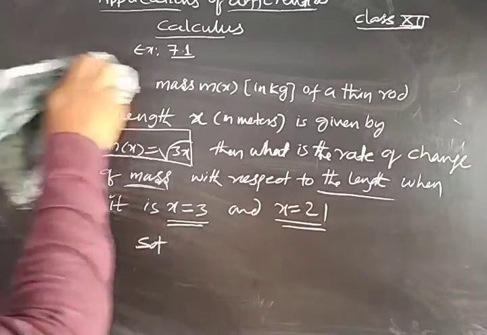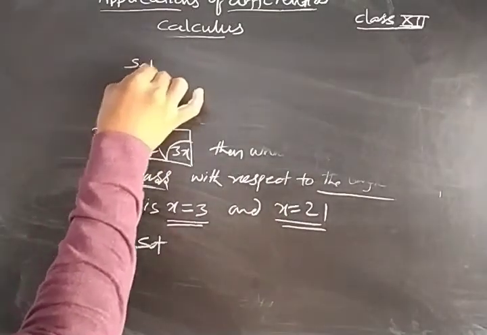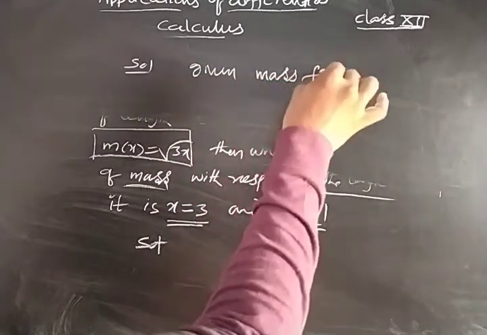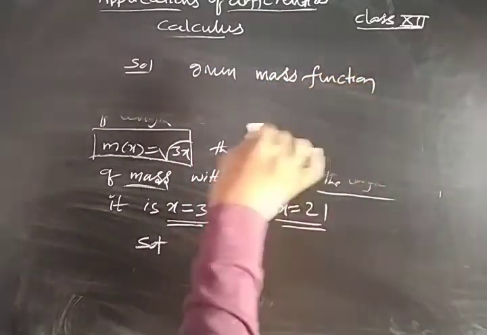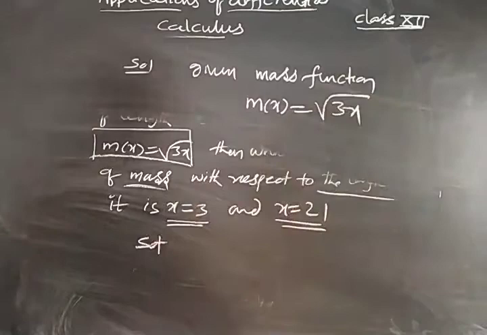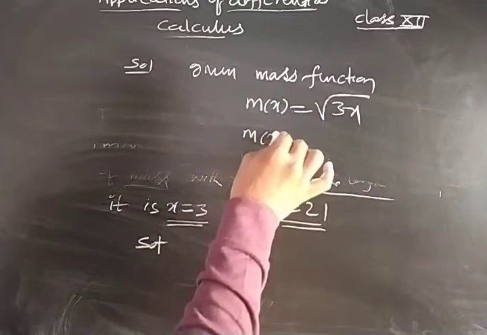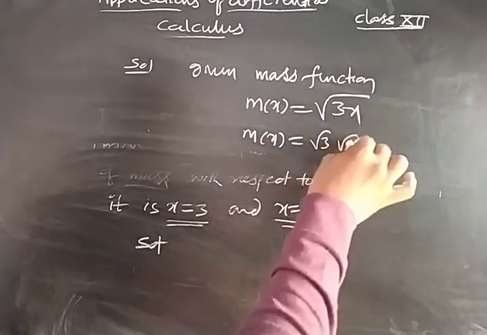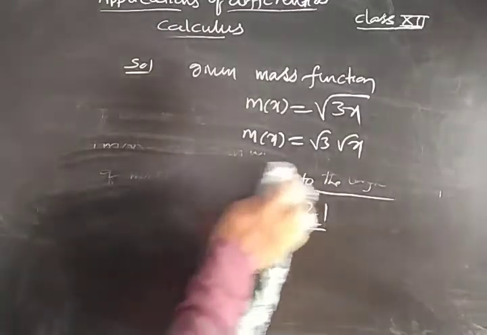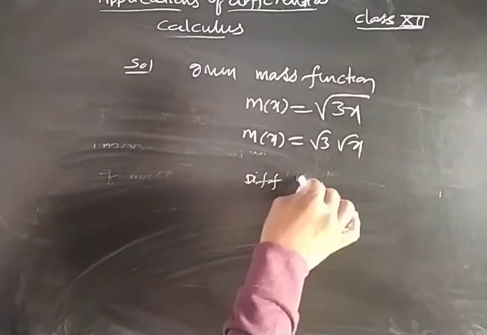For that, write the given function. Solution: given mass function m of x is equal to root 3 of x. Can I split this as root 3 into root x? Yes, I am splitting m of x as root 3 into root x. Now if x equal to 3, we have to find dm by dx, and if x is 21, we have to find dm by dx. So I am differentiating with respect to x.